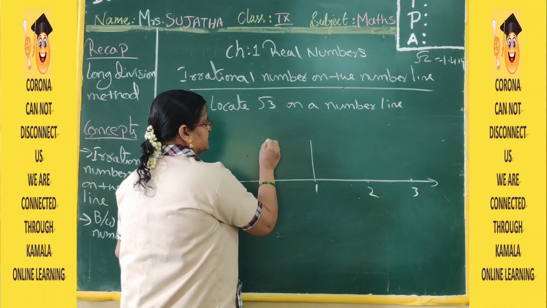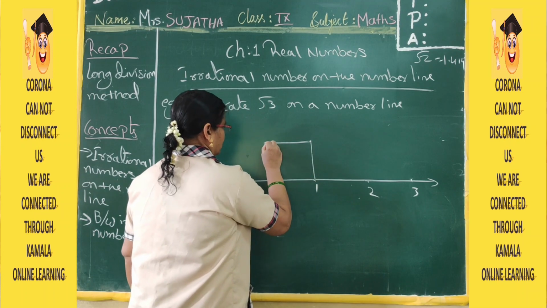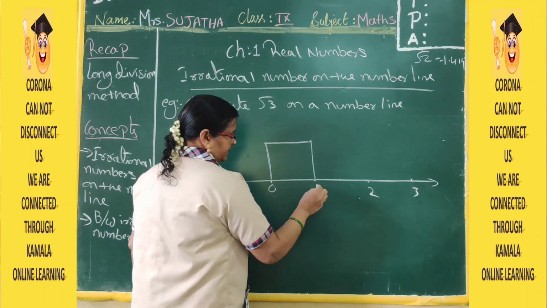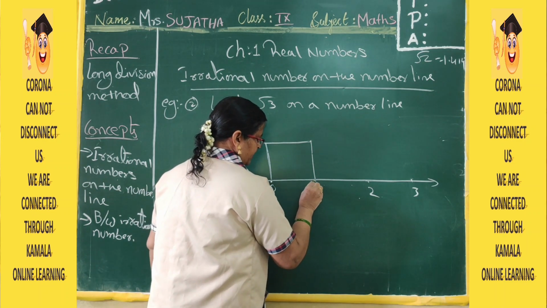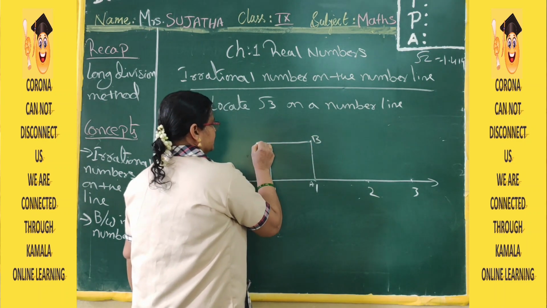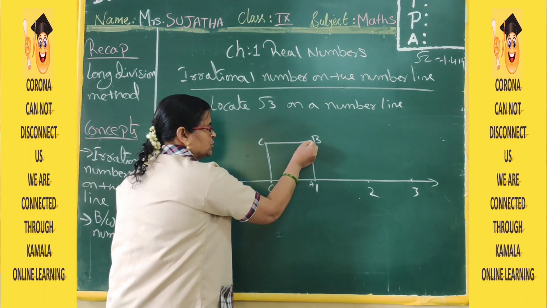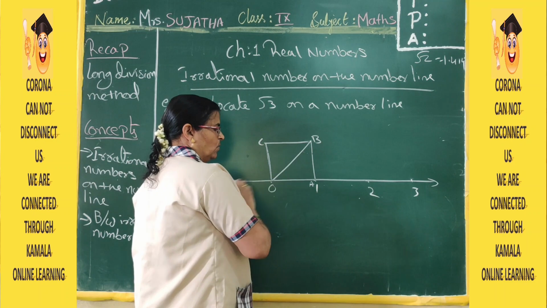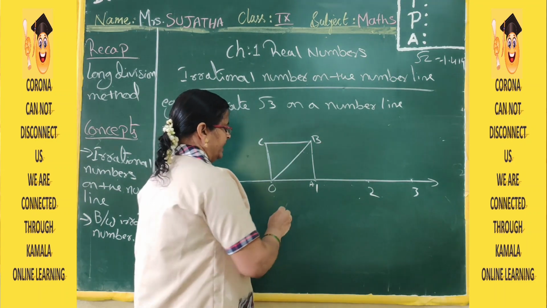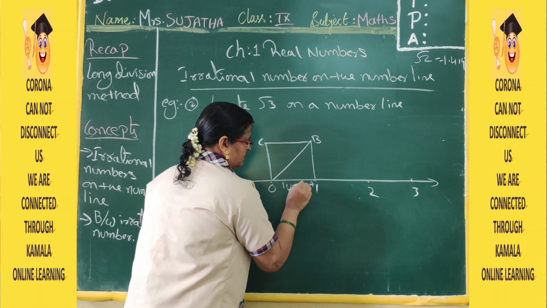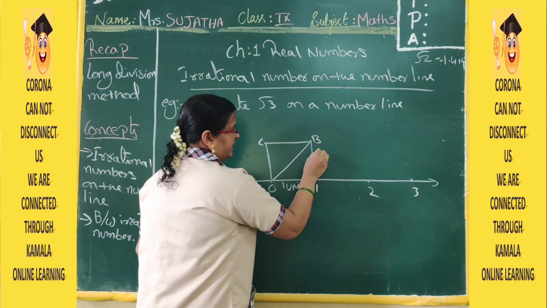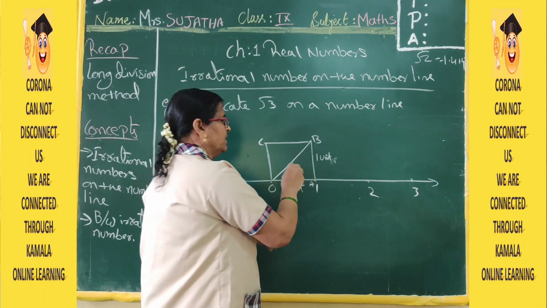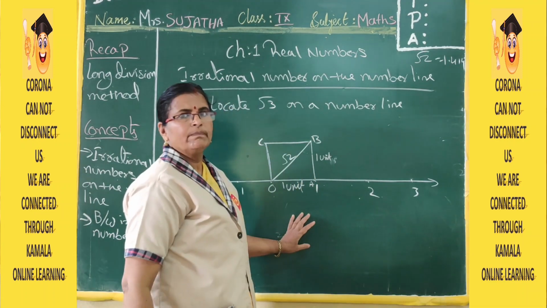In a square all sides are equal, no? All side length will be equal. That's why all sides should be 1 unit only. Now this is again you can take it as A. This is B, this is C. Now join OB. Now the distance between O and A is 1 unit. Again the distance between AB is 1 unit. Already we got OB distance. How much? Root 2. Root 2 we got now.